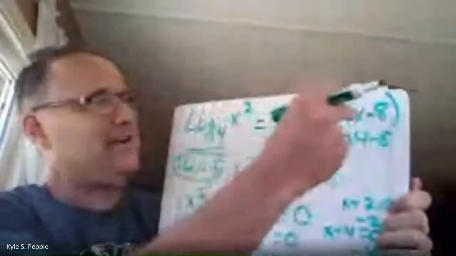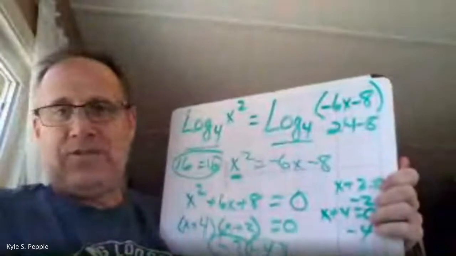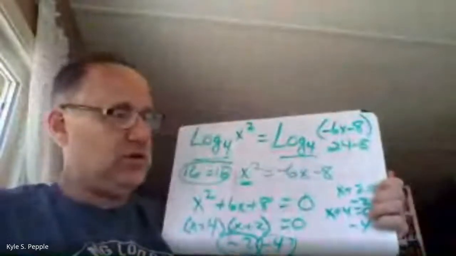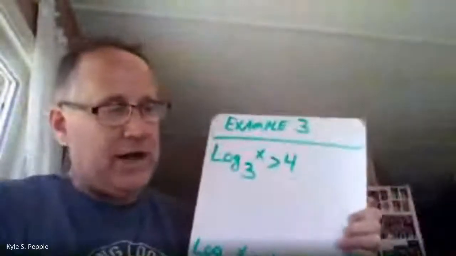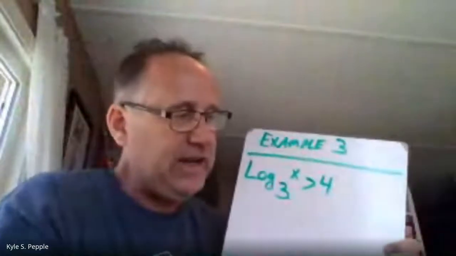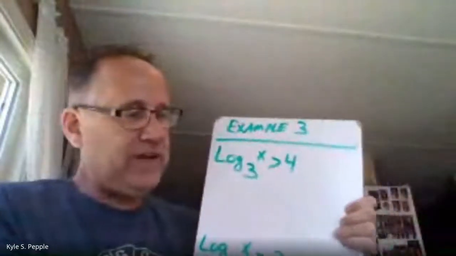Okay, so both of those, even though the answers here were negative, once we plug them back in, there was no negative up there. And so they were both solutions on that. Okay, so that was example 2. All right, so here's example 3, bottom of page 479.